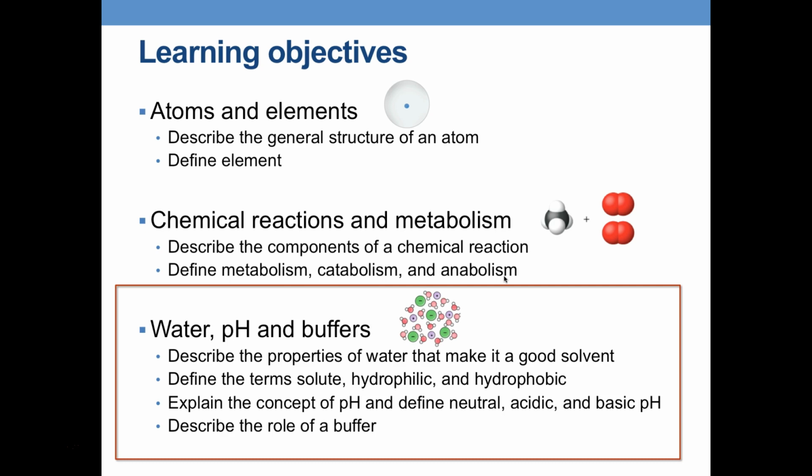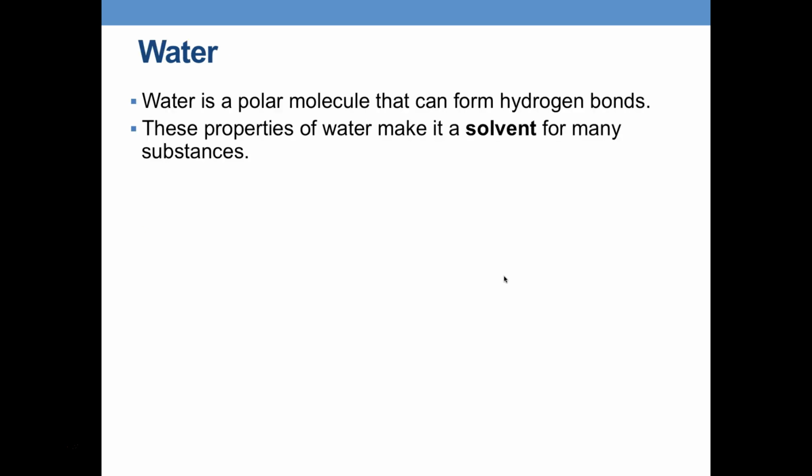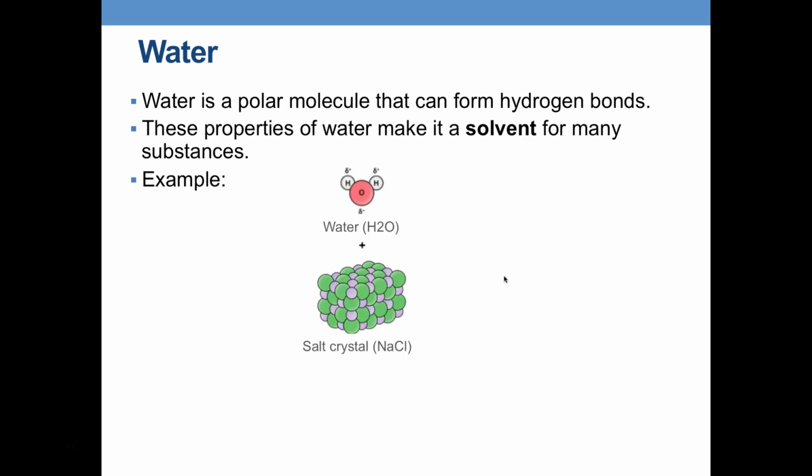All right, let's move on to water, pH, and buffers. So water is a polar molecule that can form hydrogen bonds, and water has unique properties that make it a solvent for many substances. In this example that I'm going to go over, the water is the solvent, and the solute, what is being dissolved, is sodium chloride.